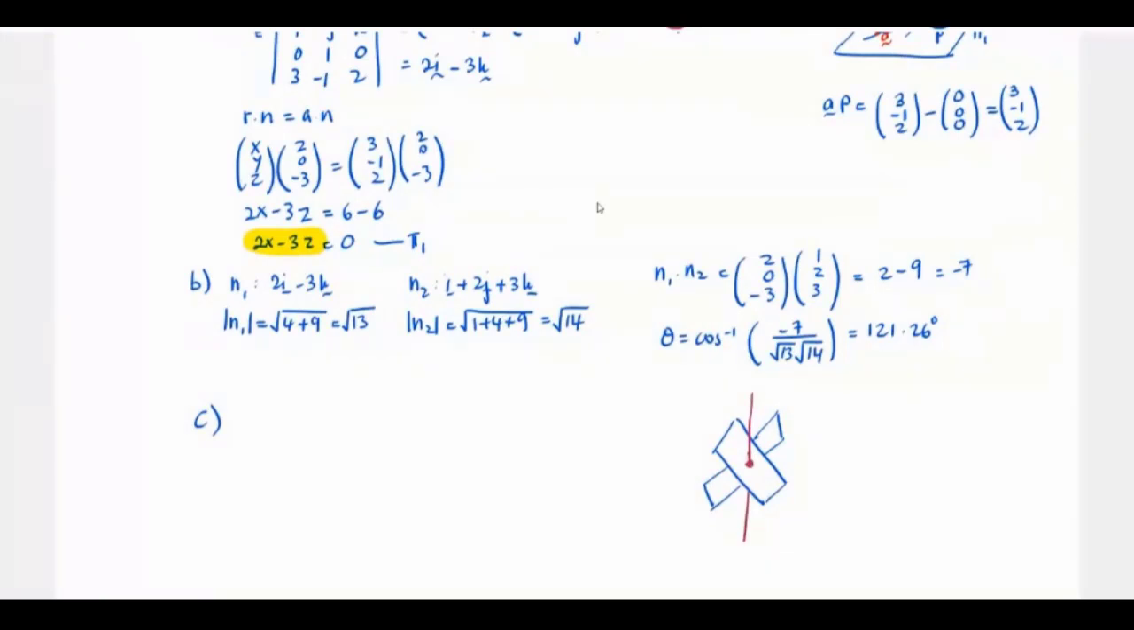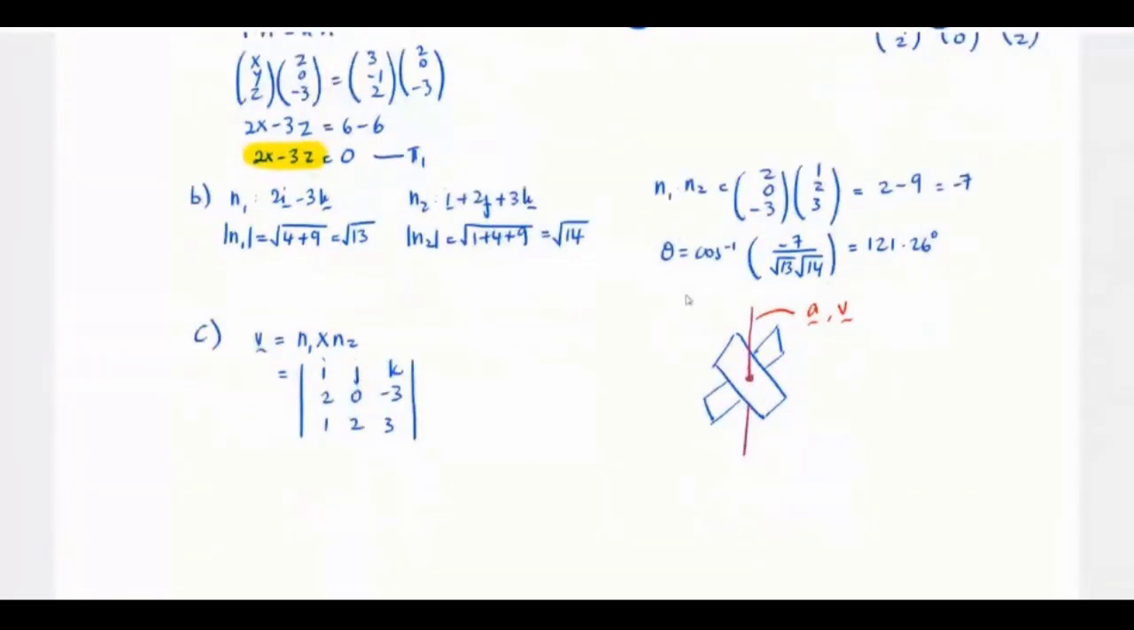Okay, so to find the line, we have to find your A and V. Okay, so V tak ada masalah. V kita boleh dapat daripada cross product antara normal. Okay, kita cari V dulu. So V will be cross product of N1 and N2. So N1 kita adalah i, j, k, so will be 2, 0, negative 3. And then N2 adalah 1, 2, 3.